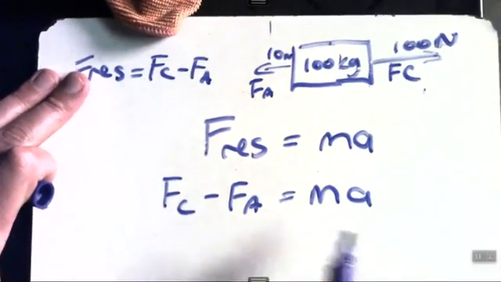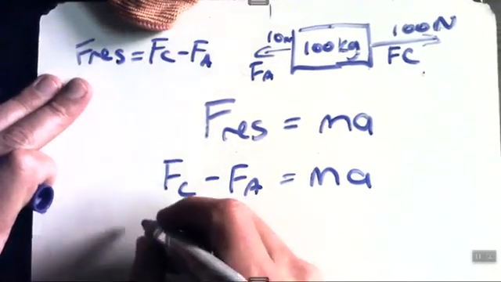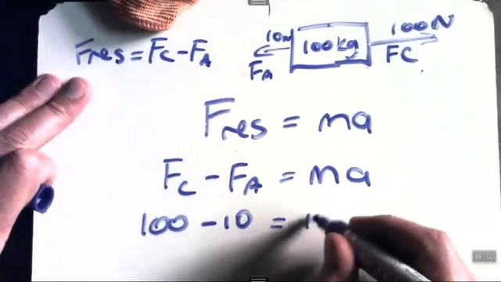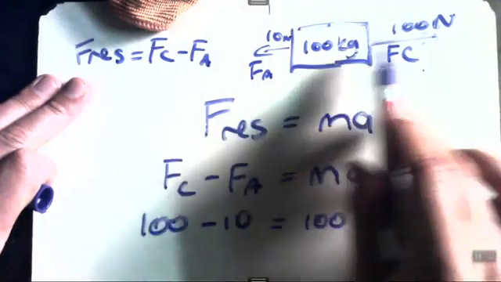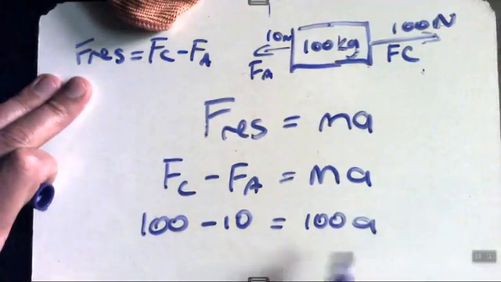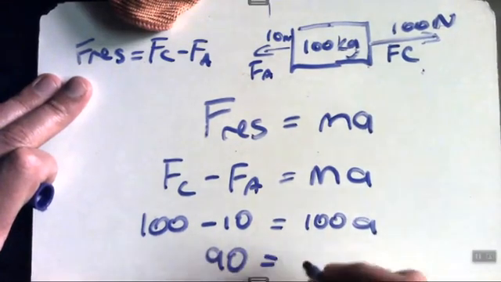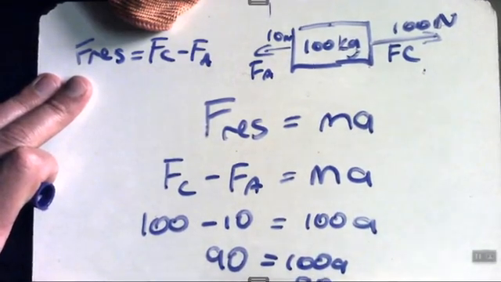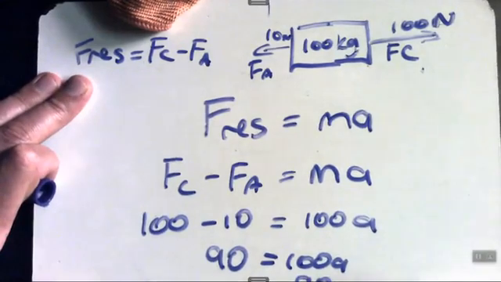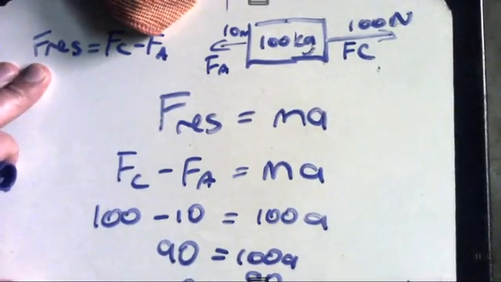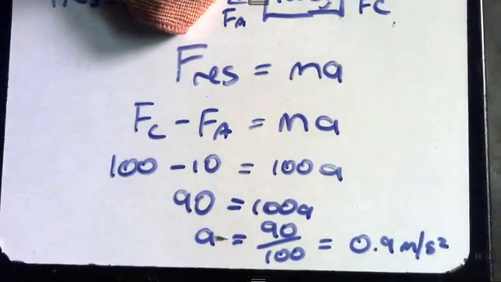Now if we have all these values, we can calculate the acceleration. If we say 100 minus 10, which we just calculated before, is 90, times the acceleration, and the mass is 100, coincidentally the same number. If we want to calculate the acceleration, we divide, and we find that the acceleration is 90 over 100, which is 0.9, and we use meters per second squared as we've used before. Okay, so that's how we apply Newton's second law.